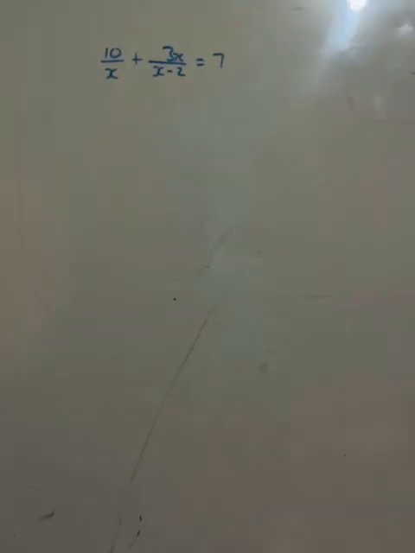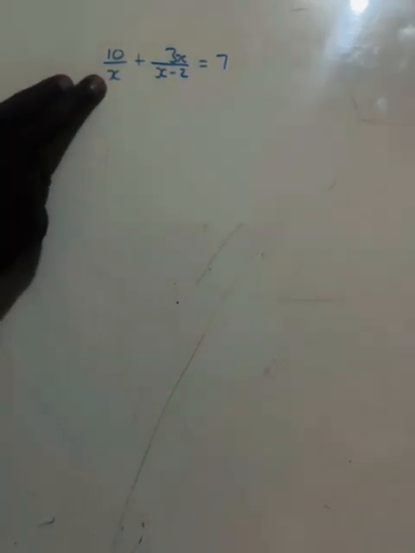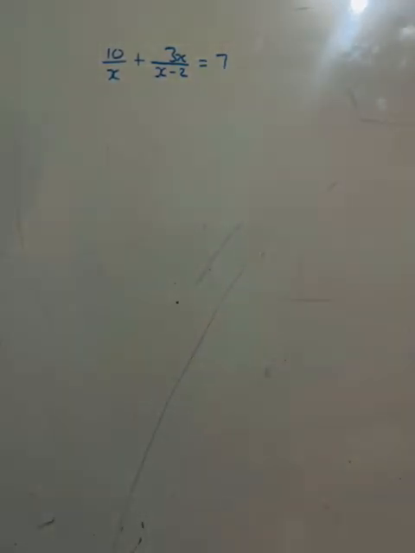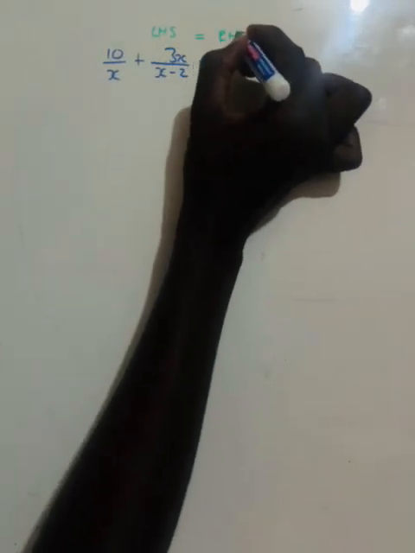All right, today's lesson is about fractions, equations with fractions, right? As you can see, term 1 is saying 10 over x plus 3x all over x minus 2. This is the second term, is equal to 7. So what do we have here? We have got this left-hand side, and we're being told that it is equal to the right-hand side.